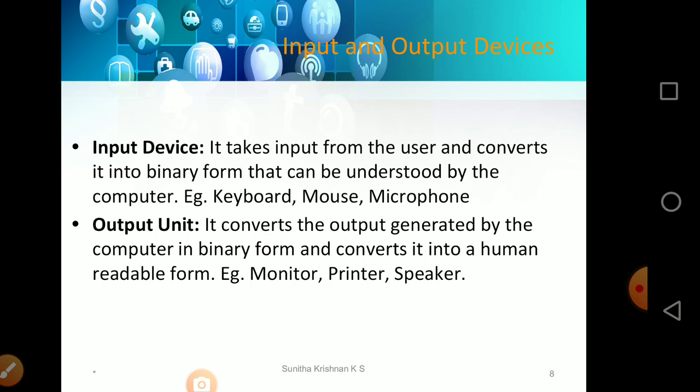When I am typing something, the keyboard becomes the input device. And when I'm scanning something or taking a photo, what happens? That scanning process is taken as an input. So the camera takes the visuals. So all these things become input devices.